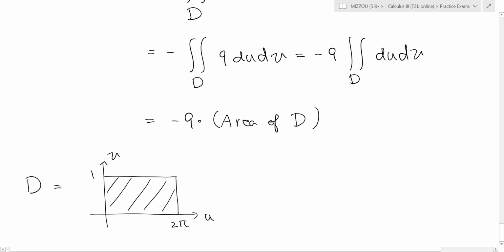Like this. So therefore, the area is 2 pi, so this is a negative 18 pi. So that's the answer.